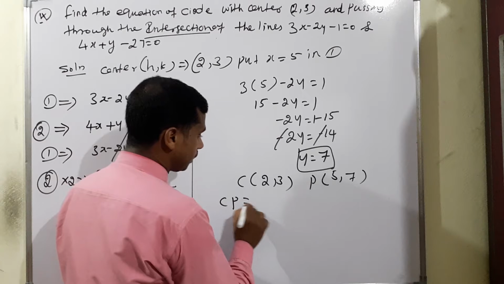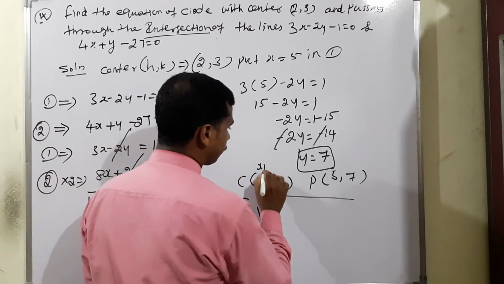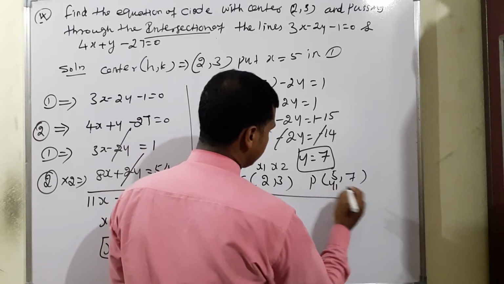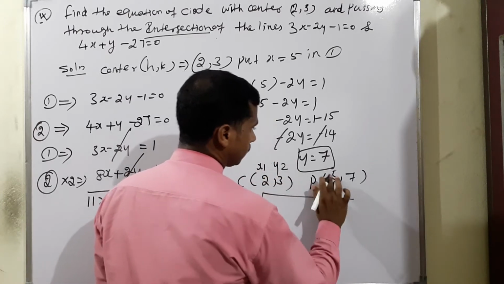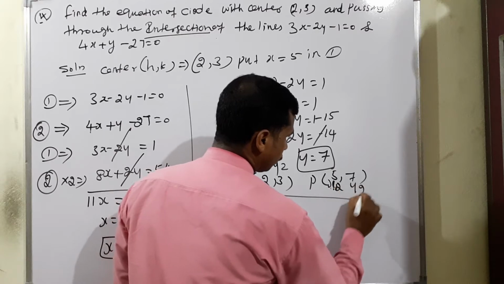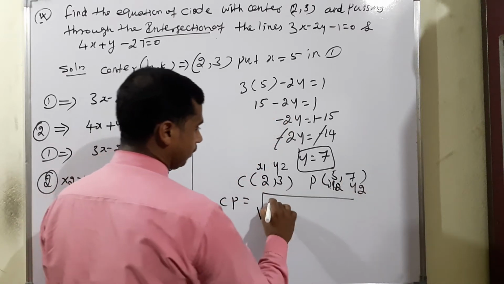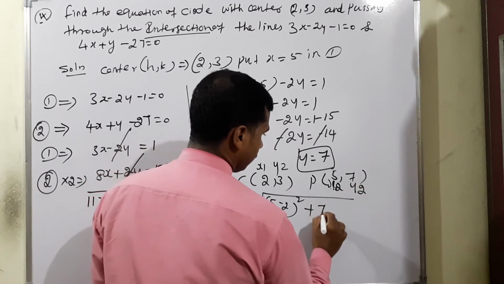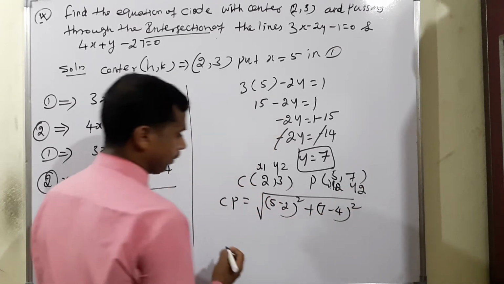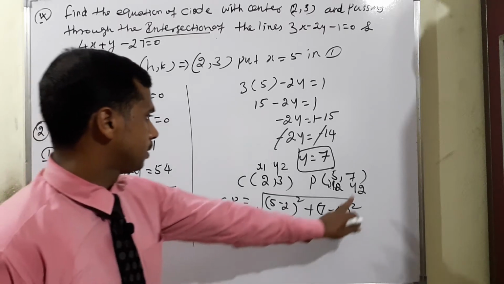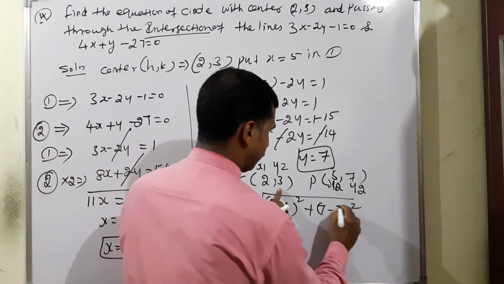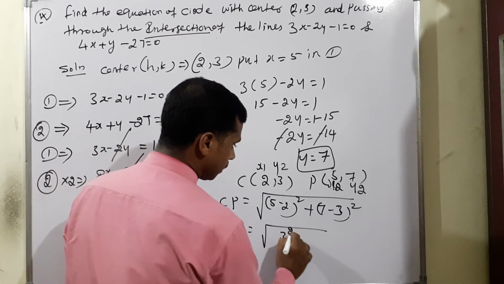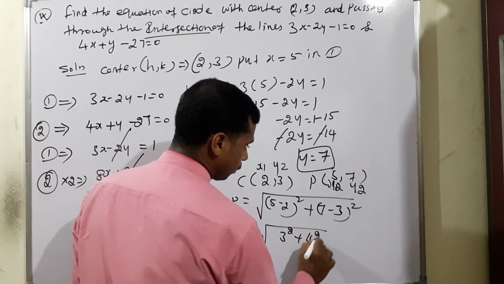Therefore CP is equal to the distance formula, square root of... this is x1, y1, and this is x2, y2, so x2 minus x1. Therefore 5 minus 2 the whole square, plus 7 minus 3 the whole square. Sorry, 7 minus 3, my dear. This is actually 3, okay? Therefore CP is equal to square root of 5 minus 2 means 3 square, 7 minus 3 means 4 square.